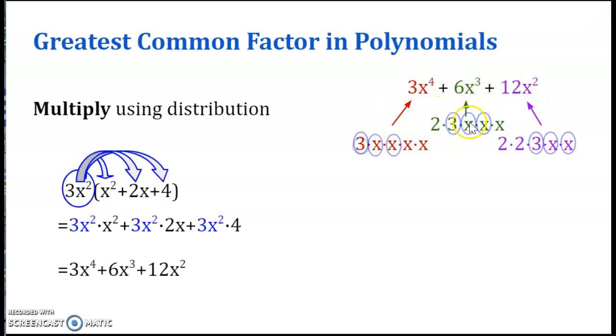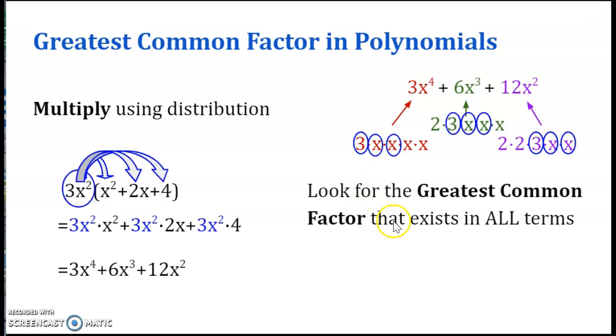We have 3 being common, and there are two x's here, there are two x's here, and there are two x's here. We can't say any more than two x's because we don't have any more x's here. Although we have one more x here and two more x's here, there are no more x's here. So the greatest common factor is 3x squared.